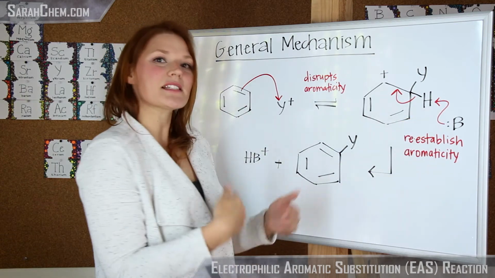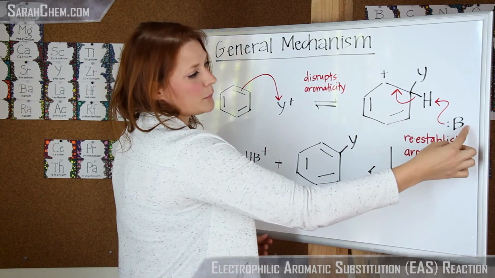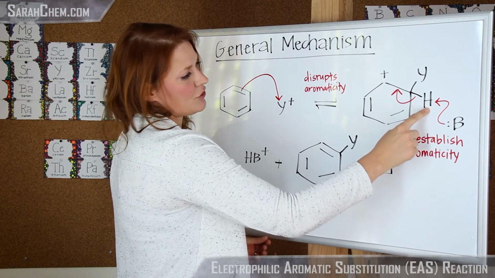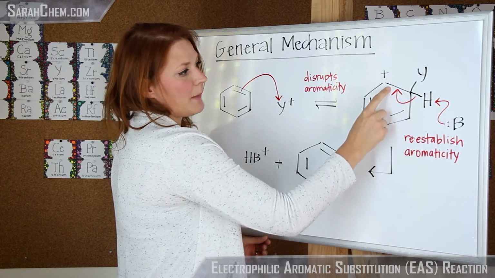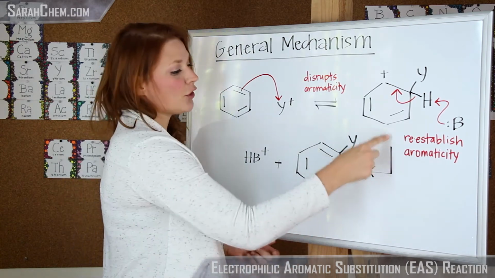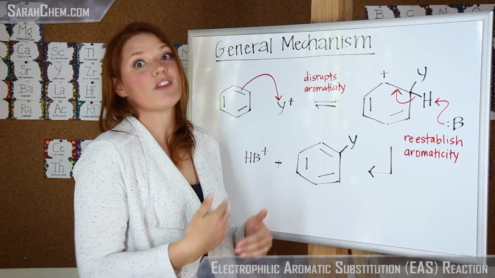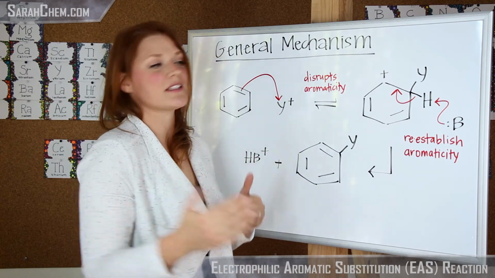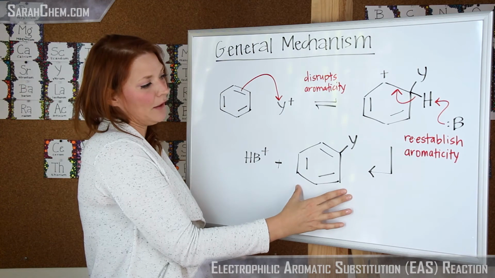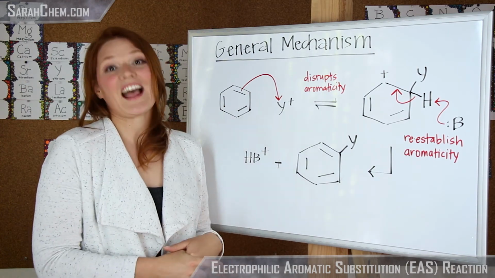So now we want to put some kind of base in the solution to help push it in the forward direction. That base will come and pull off that hydrogen and collapse those electrons back down. And now we're going to be reestablishing aromaticity. You'll notice that this is a one-way arrow because it would be very stable and very favorable to reestablish that aromaticity. And so we have our final products over here. That's pretty much the general mechanism for one of our EAS reactions.